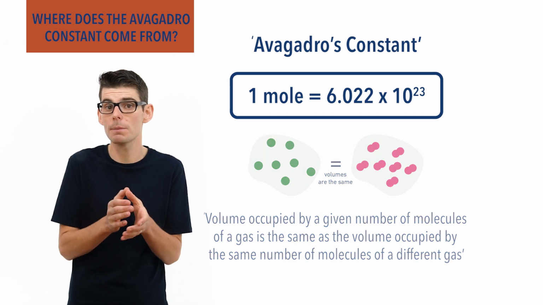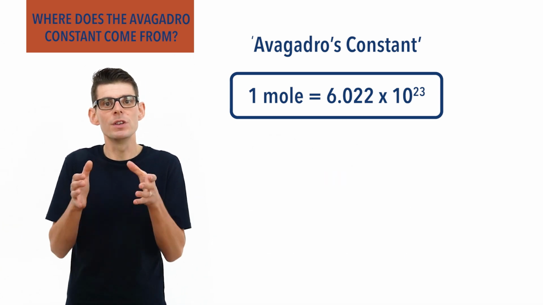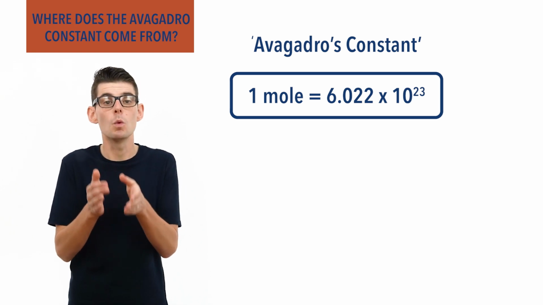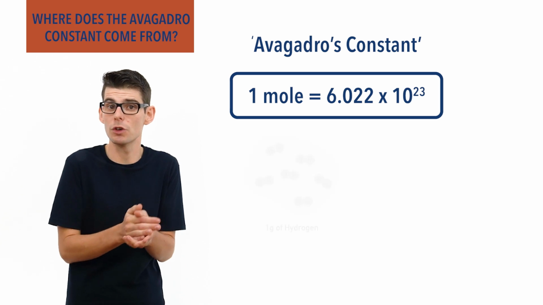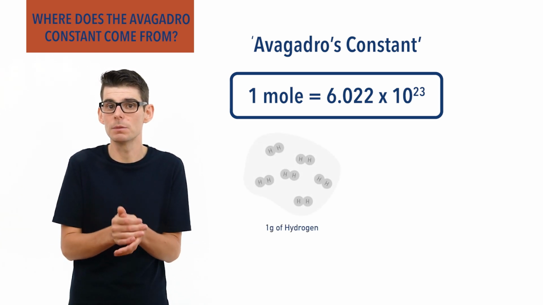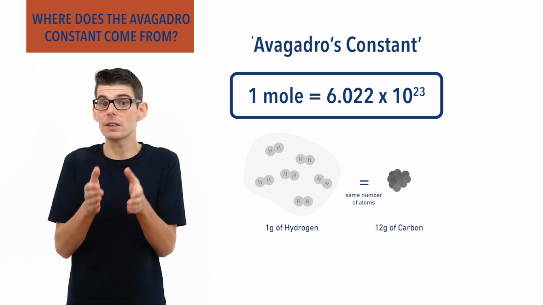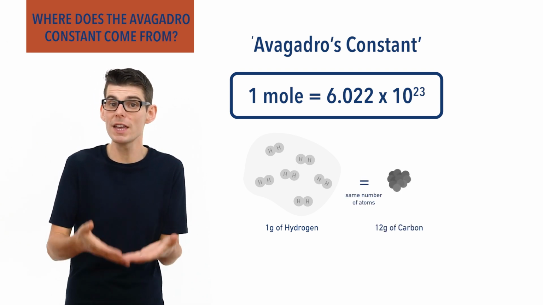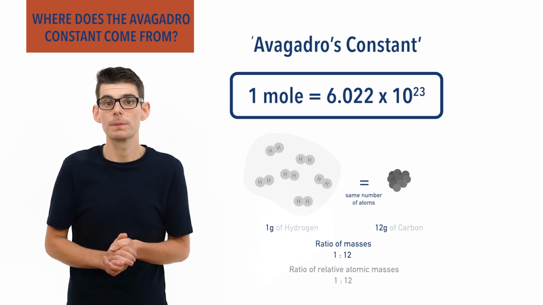masses of two samples were in the same ratio as their relative masses, the number of atoms in each sample would be the same. For example, in 1 gram of hydrogen, there is the same number of atoms as there are in 12 grams of carbon, as the masses of each sample are in the same ratio as their relative masses to each other, 1 to 12.